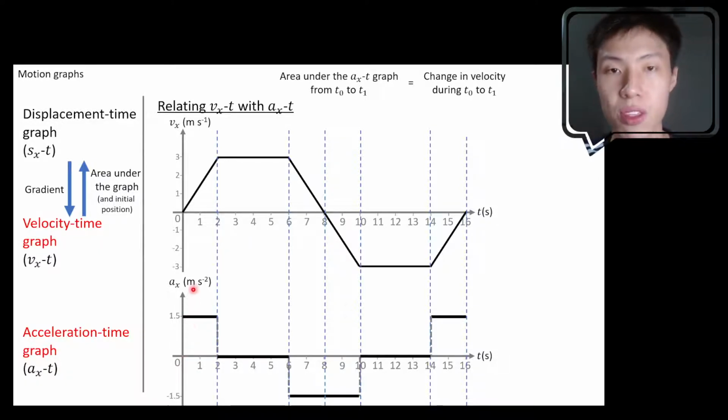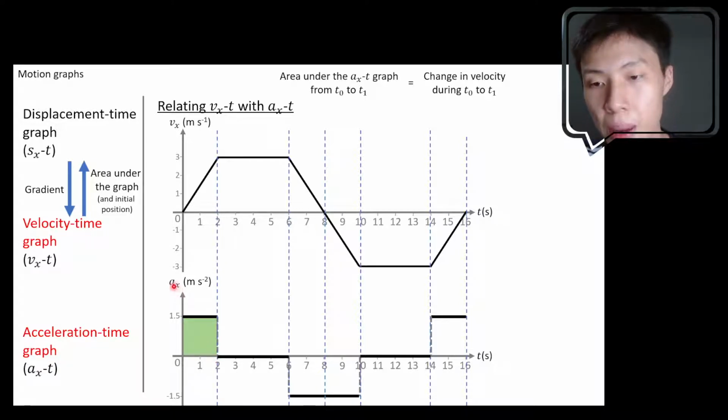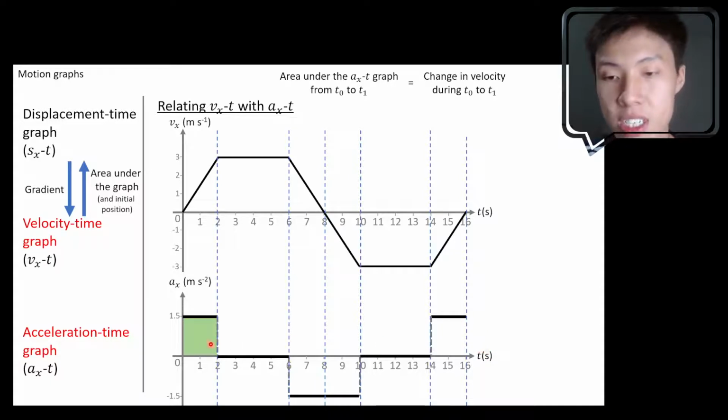Okay, let's jump straight into an example. Let's do it for the first section first. For the first section, you can see that the area here can be calculated by taking 1.5, multiplied by the span of 2 seconds. So 1.5 times 2 is 3. What about the unit? Meter per second square times second, so it becomes meter per second. So 3 meter per second.